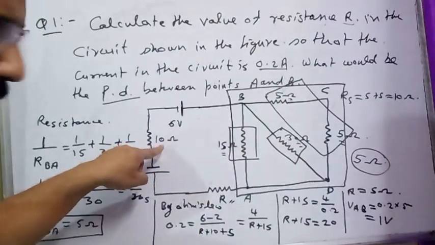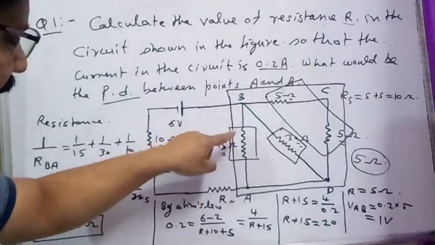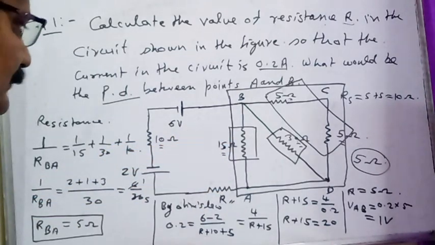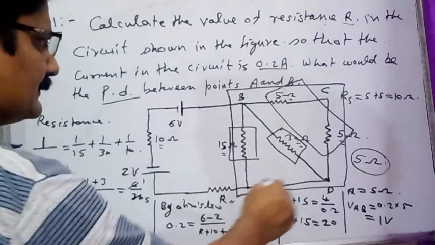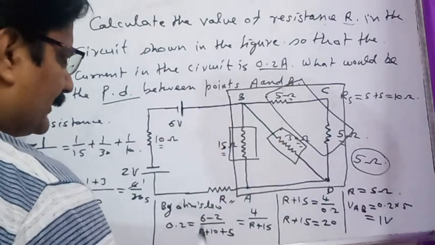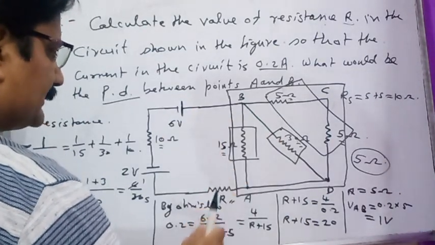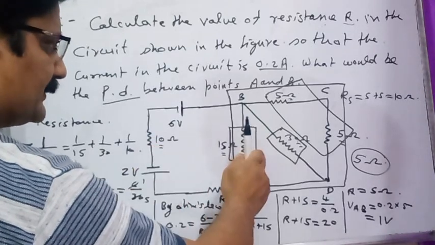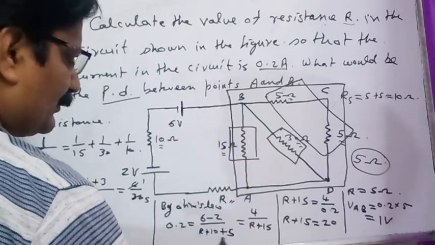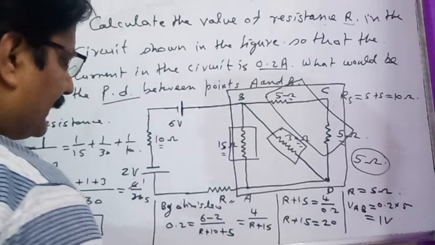Now this 5 ohm resistance of this part of the circuit, this resistance R and this 10 ohm resistance, all these three resistances are in series. So what is going to be the total resistance of this whole circuit? That is resistance R plus 10 ohm plus 5 ohm, their series combination R plus 10 plus 5.